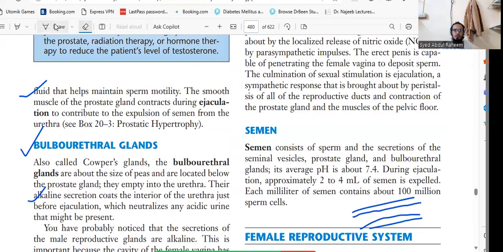Next is semen, the last part. Semen consists of sperms and secretions of the seminal vesicle, prostate gland, and bulbourethral glands. Its average pH is 7.4. During ejaculation, approximately 2 to 4 ml of semen is expelled. Each milliliter of semen contains about 100 million sperm cells. So this is the normal value. Of these, only one leads to fertilization.